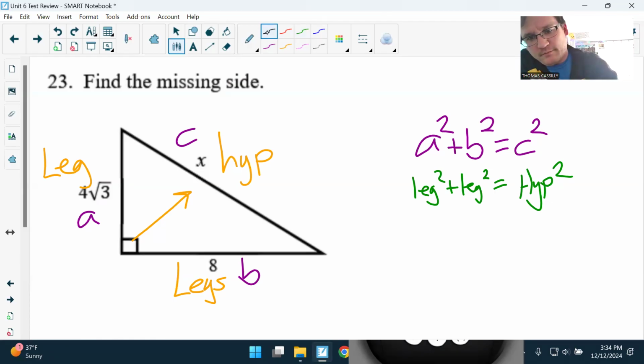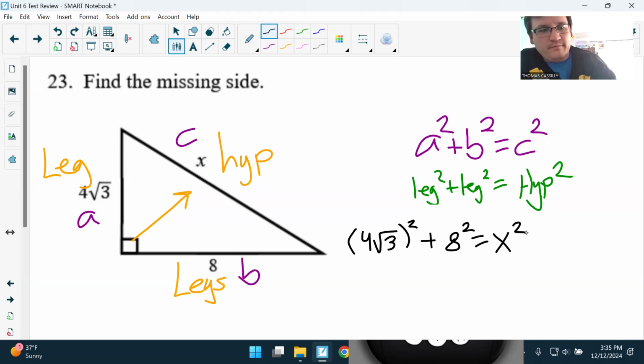All right, I got 4 square root of 3. Now, this whole thing is getting squared, so I'm going to put it all in parentheses. And if you don't put the parentheses, you will get the wrong answer. All right, you should have, I think, 48. If you don't put the square in there, you're going to end up with like 12. All right, so we just have to be very careful on that one. Yeah, so we got 4 square root of 3, the whole thing squared, plus 8 squared equals x squared. All right.